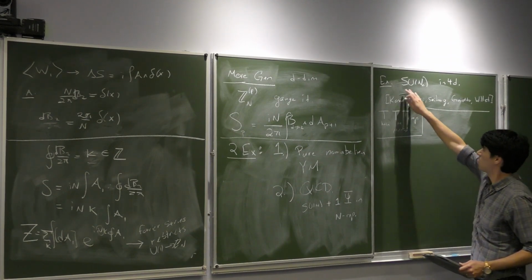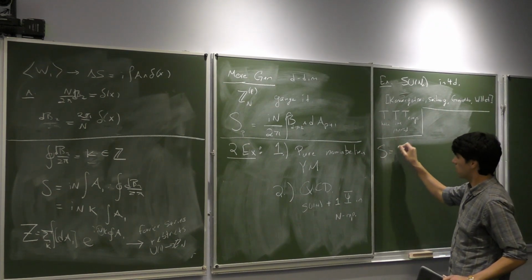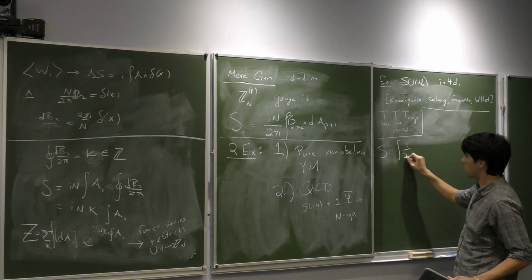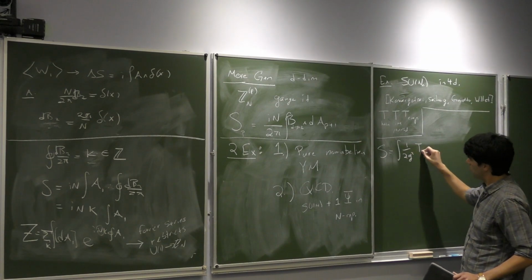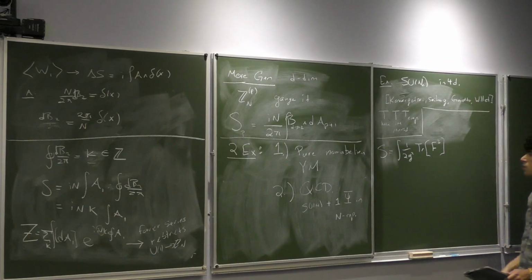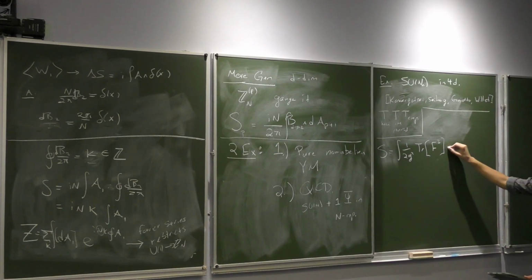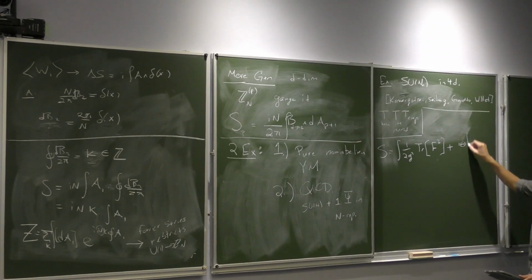So, as I said, we're starting with 4D SU(N) gauge theory. Here we can write the action 1 over 2g squared, and then trace of F squared. This is the standard action you would write down. But there's an additional topological term you can write down, which is called the theta term. It's given by this, F wedge F over 8 pi squared.